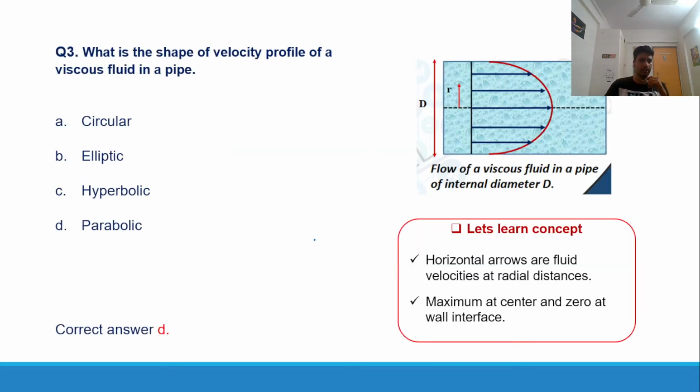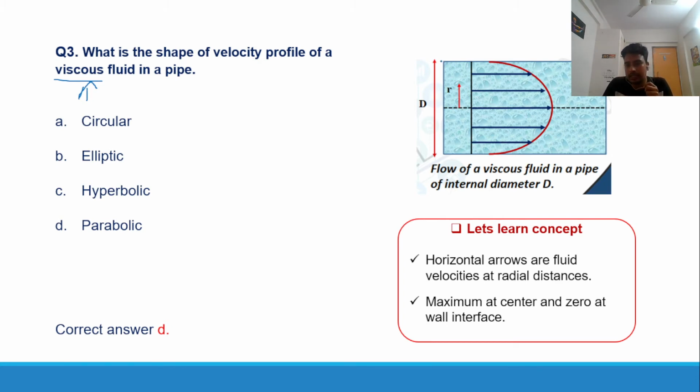Now question 3: what is the shape of the velocity profile of a viscous fluid in a pipe? What is the shape of the velocity profile, and why do we need it? What is viscosity? Viscosity is actually the friction between the layers of fluid flow. That's why we need a velocity profile.